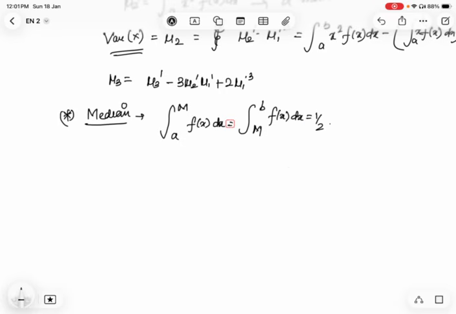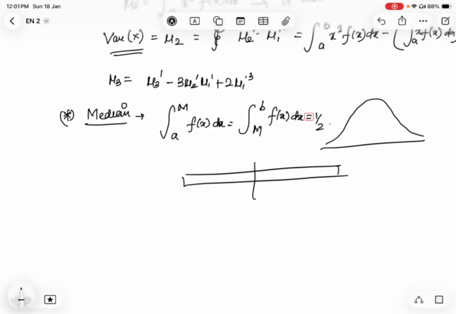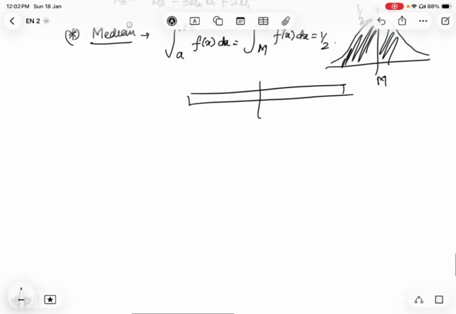Why 1 by 2? Because the median divides the data into halves. Suppose this is our sample of the data. So what is the median? This is the median because it divides this part and this part with equal probability, 1 by 2 and 1 by 2. So that's why the median is defined by this.